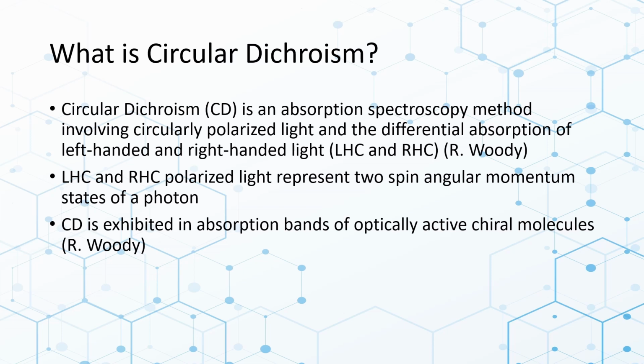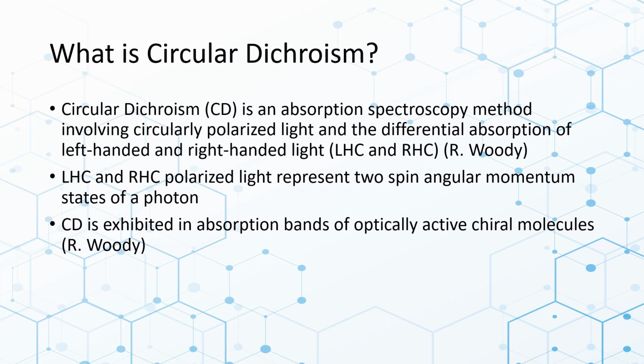Left-handed and right-handed circularly polarized light represent two spin angular momentum states of a photon. The handedness of the circularly polarized light describes the direction of rotation of the E field vector as seen by the observer. This is the common convention and the convention used throughout our experiment. If the spin vector and momentum are in the same direction, then it is right-handed. A standard clock, having its spin vector defined by the rotation of its hand, and tossed with its face forward, is left-handed. CD is exhibited in the absorption bands of optically active chiral molecules.